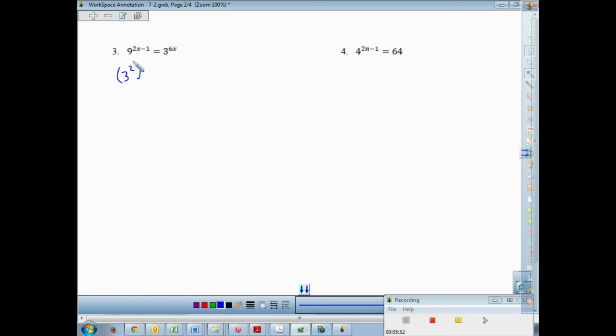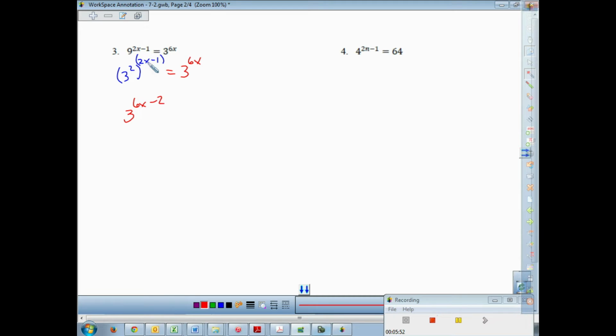Don't try to be that hero and do all that stuff in your head. Rewrite it like this. You know, save yourself the mistake that'll happen. As 3 squared to the 2x minus 1. I like to put that 2x minus 1 in parentheses. That helps me realize I got to distribute when I do the power to a power stuff. So that would be 3 to the 6x minus 2, right?